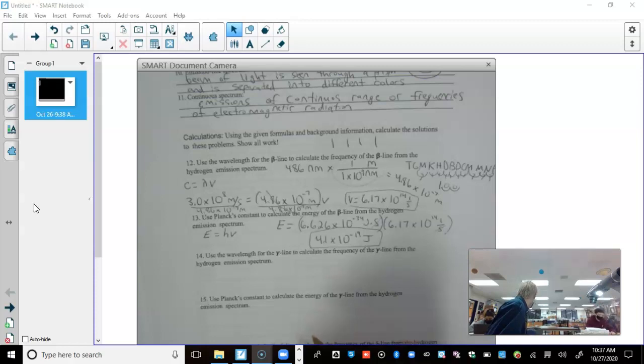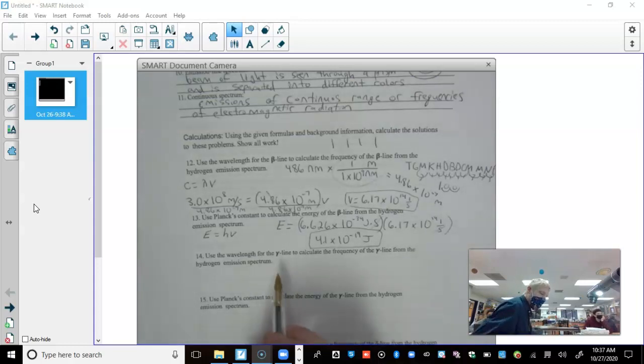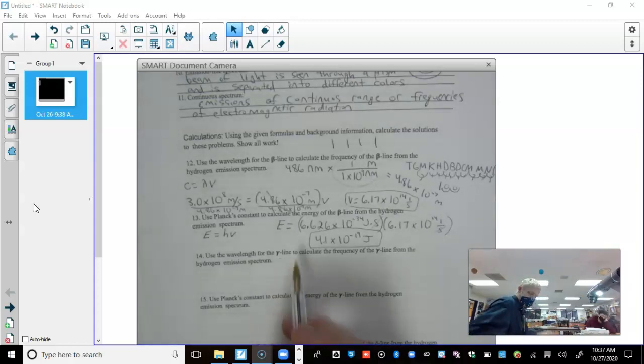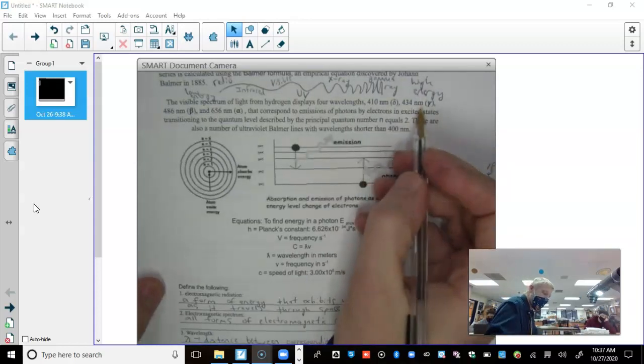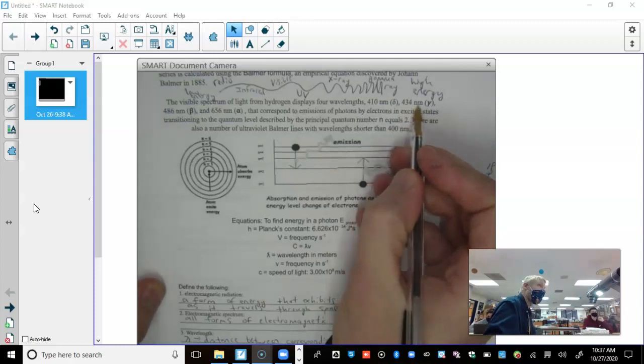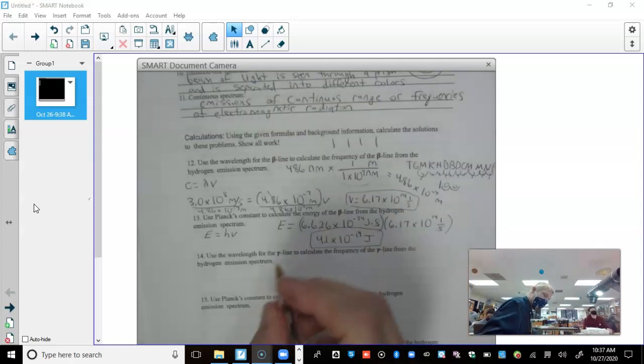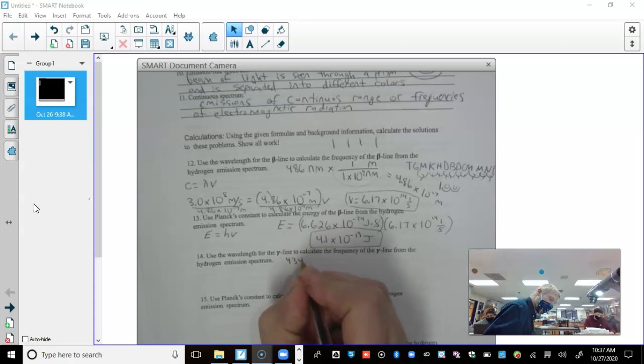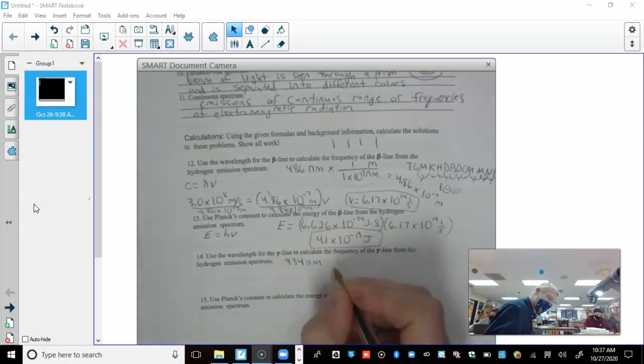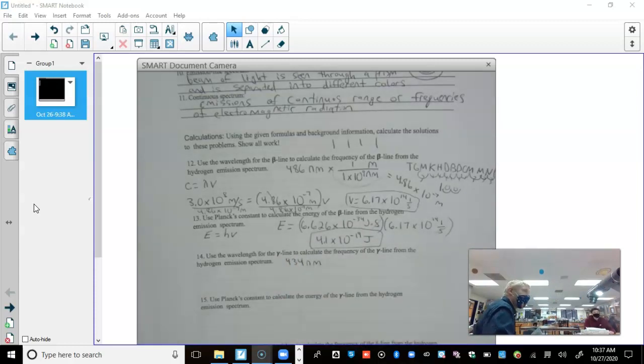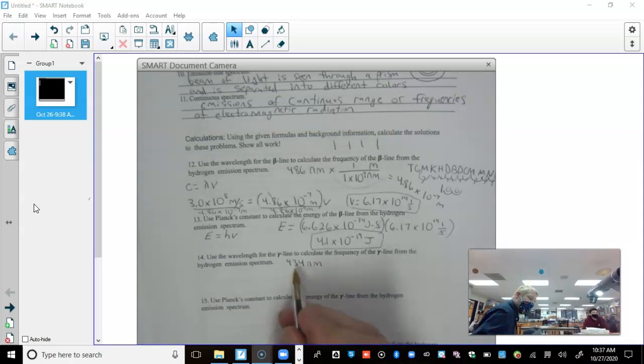All right, so there's 3 of these. We're going to do the second one together, but I'm going to have you guys walk me through this. This time we've got the gamma line, and the gamma line is 434 nanometers. I want to find the frequency. I have wavelength. Which equation do I use?